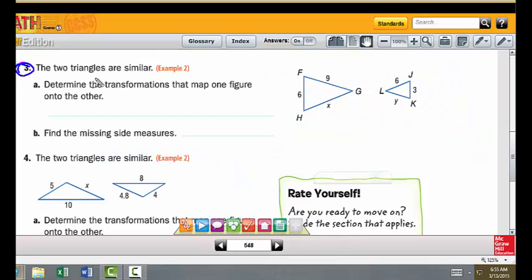Problem number 3. The two triangles are similar. Okay, they're telling you that. Determine the transformations that map one figure onto the other. Well, we would have to do two transformations.